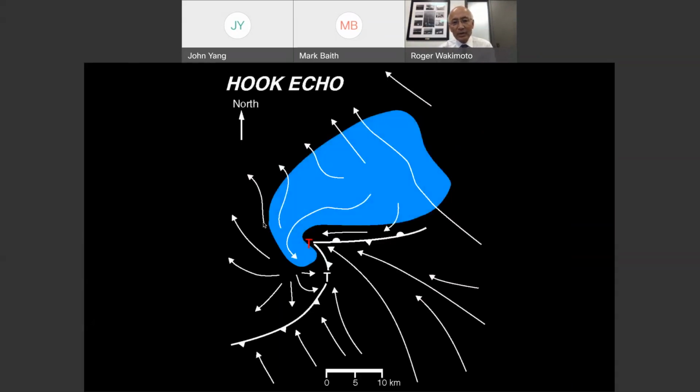Well, here's another depiction of a hook echo. I've shown this one because this actually shows up in a lot of textbooks. It was put together by Chuck Doswell and Les Lemon. And the only thing I want to highlight here is the red letter T. It is approximately, and I do mean very approximately, where you'd expect to see the tornado.